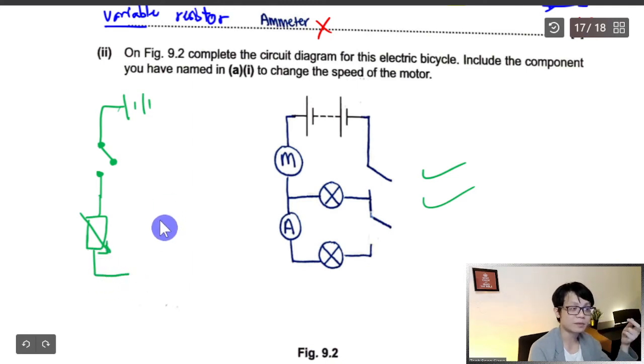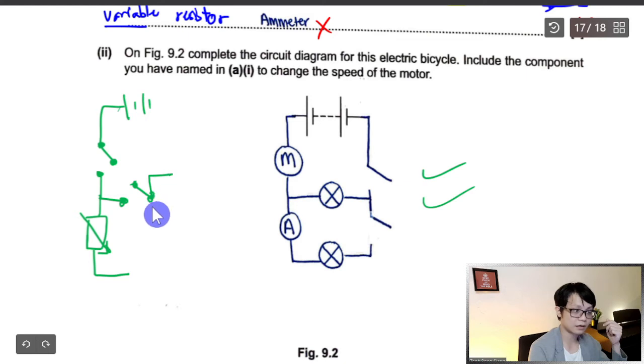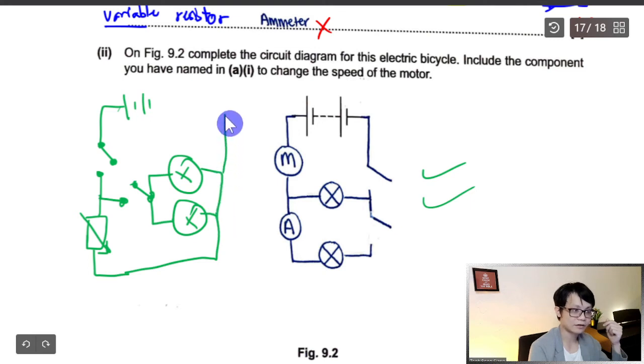And now the problem is the light. The light, maybe I draw here. The light, there's another switch. There's another switch for the light. And there are 2 lights. So I just draw 2 lights. And then I just need to connect everything. Yeah, I mean, draw nicely, draw something like this. So like this it will be.